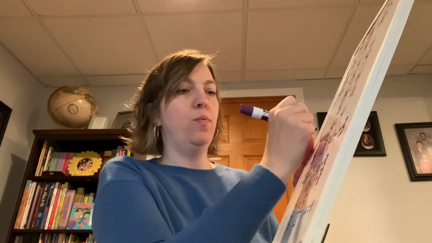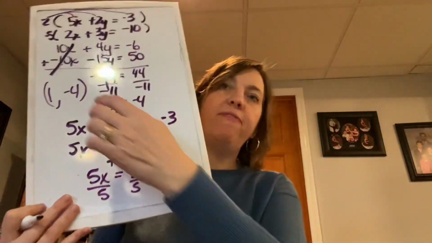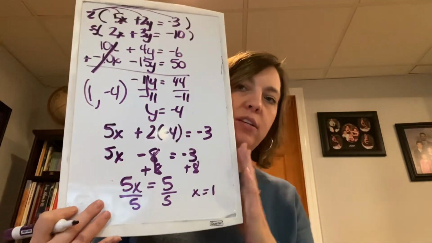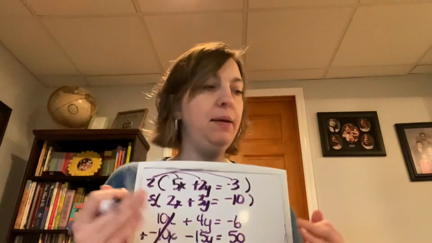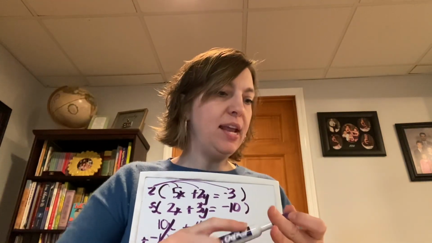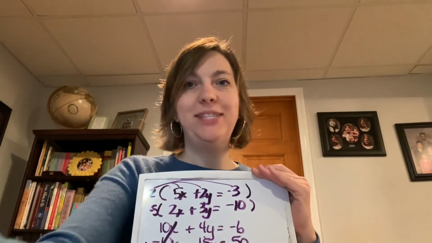Final answer is I need an x and a y. 1, -4 is my answer. So my final answer, I should always have it as an ordered pair. All right, it is a lot of work. That is my elimination method, and that is lessons 64 through 67.